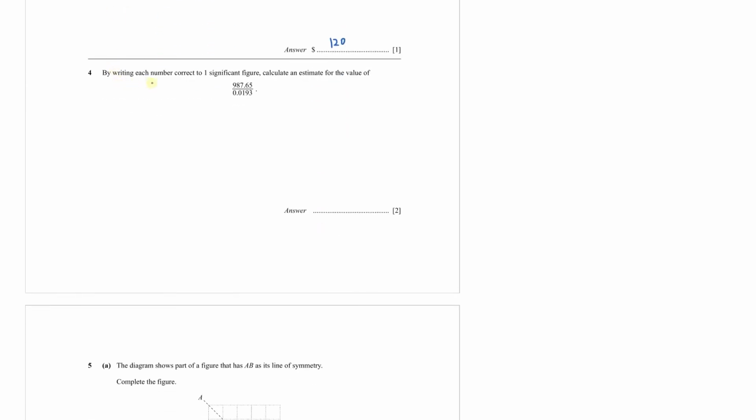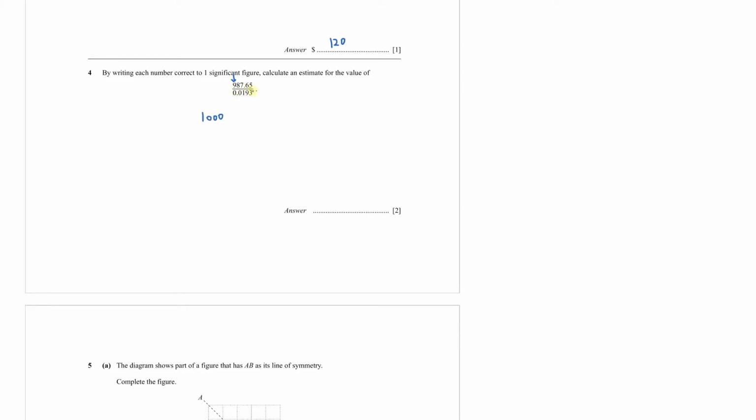Question 4 is by writing each number correct to one significant figure, calculate and estimate the value of this. So your first non-zero value in the numerator is this 9, and the next number is 8, which is greater than or equal to 5. So we will round this 9 up. So this 987.65 will become 1000, where 1 is the first significant and the only significant figure.